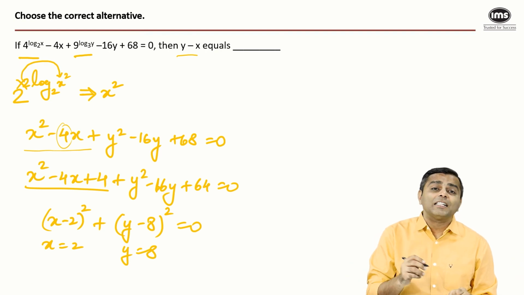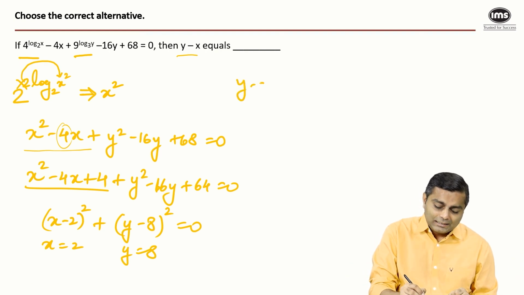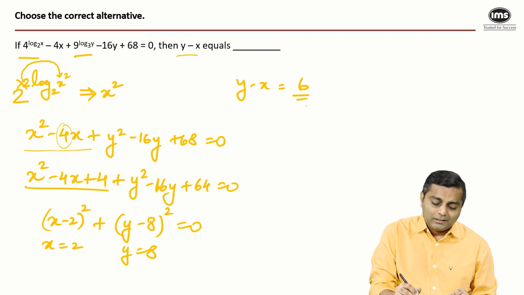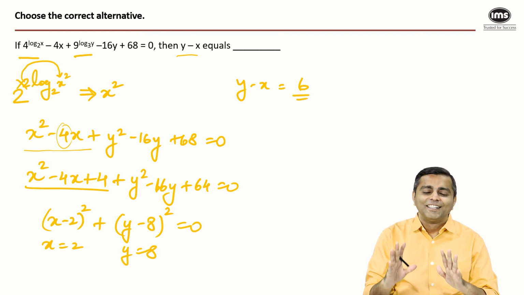Simple. So what have they asked? They have asked us y minus x. y minus x is 8 minus 2. My answer is going to be a simple, straightforward 6.